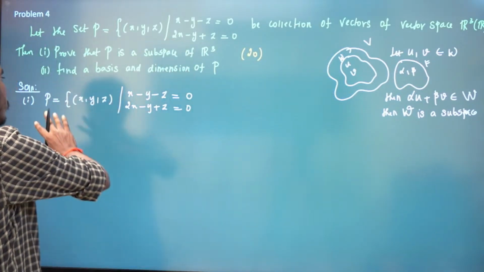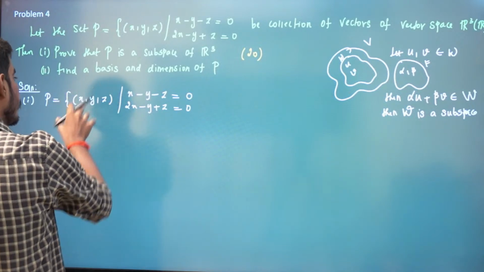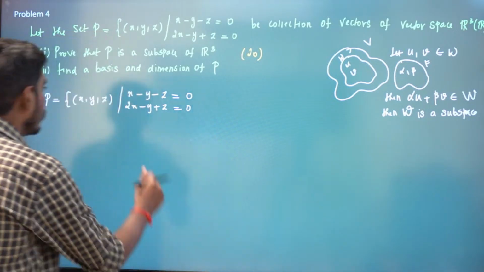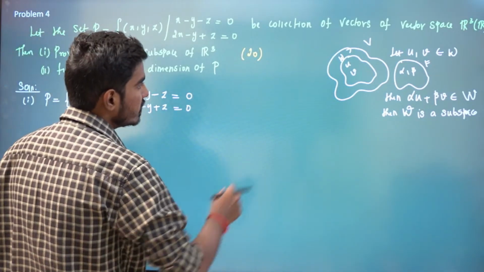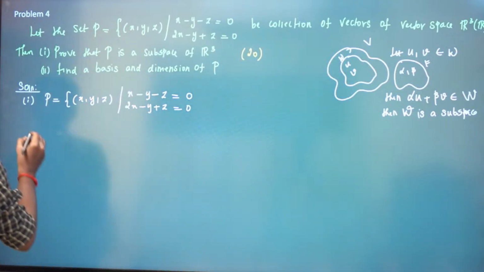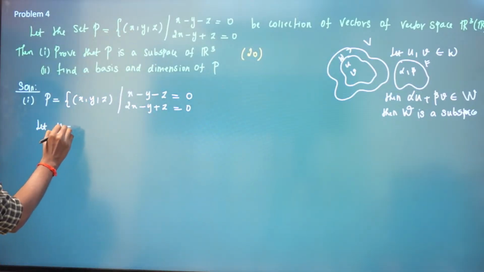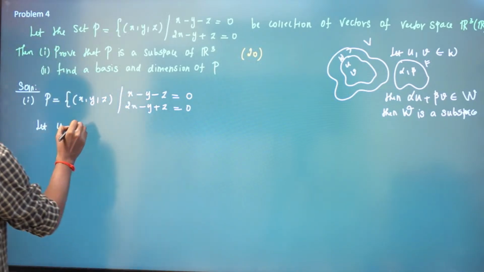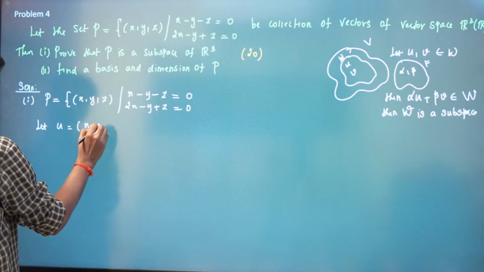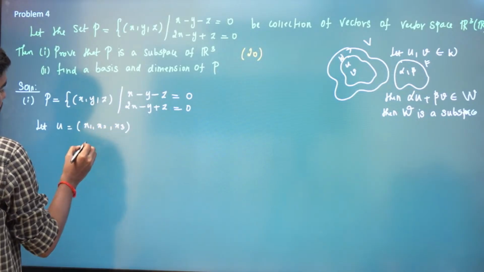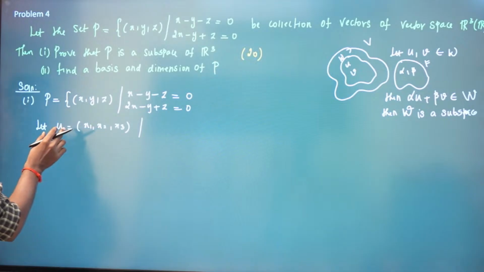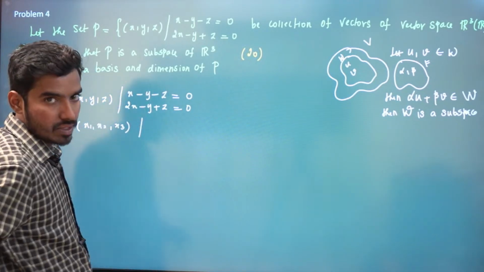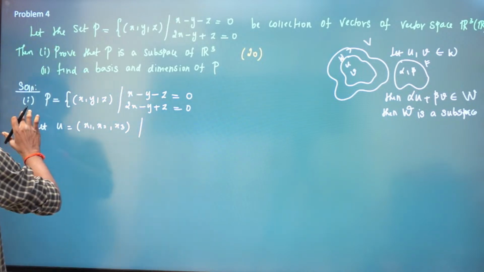I'll prove it by definition. So we have W to be all those vectors that satisfy these two equations, right? Okay, so we'll do this now. Let us take u, v in W. Here u and v are both vectors of R3. So let us take u to be some x1, x2, x3. That means this u is in P.